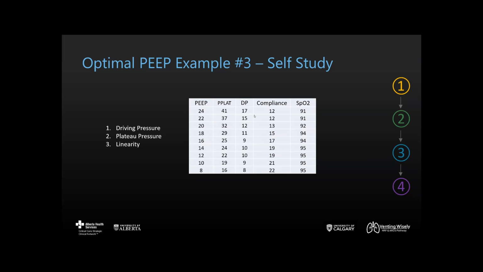Also of note, our driving pressure is within range from a PEEP of 22. So what we are going to focus on is the plateau pressure and linearity. So let's continue with the set it and check it. PEEP of 22 does not meet the plateau range. Continue down. PEEP of 20 also does not meet plateau pressures. Continue down. PEEP of 18 finally meets the plateau pressure criteria, and the drop from a PEEP of 20 to 18 plateau delta is 3.